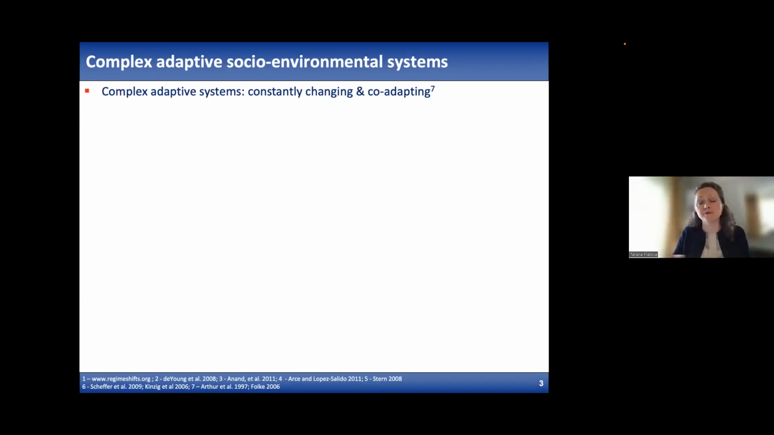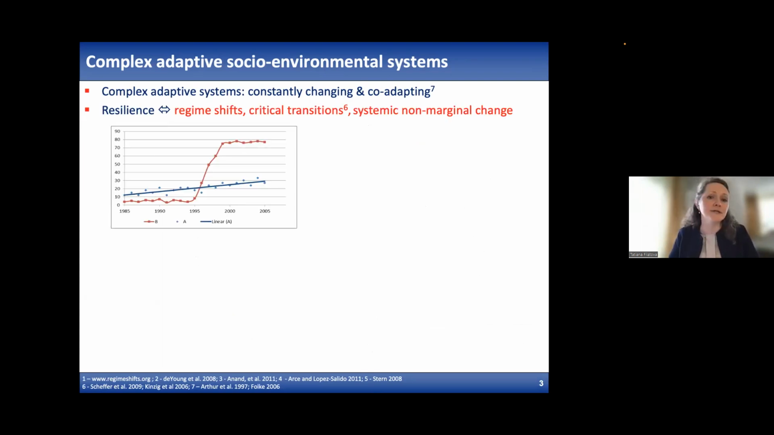Of course, when we talk about changes, we have to realize that we talk about complex adaptive socio-environmental systems that are always changing. They're constantly adapting and evolving. But this dynamics could be of two types. Of course, we could observe something like a linear trend, which is very convenient both for decision makers, but also for modelers, for scientists, because we could look back into the past and with confidence extrapolate into the future.